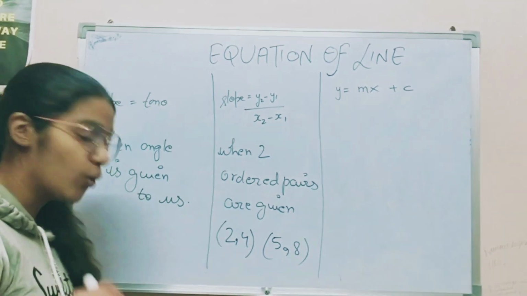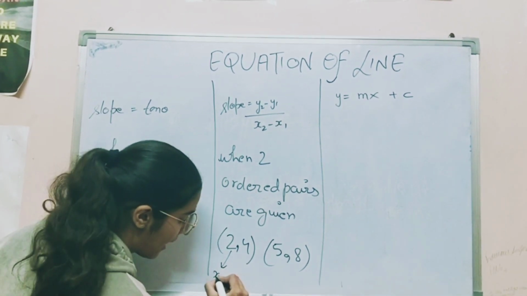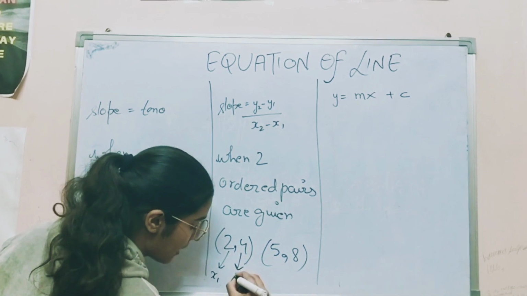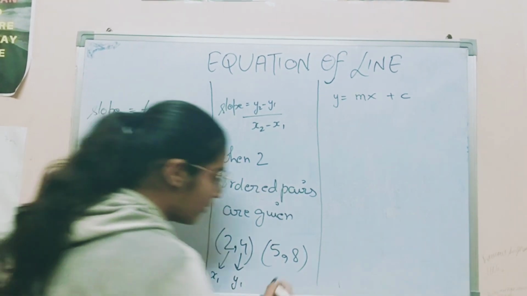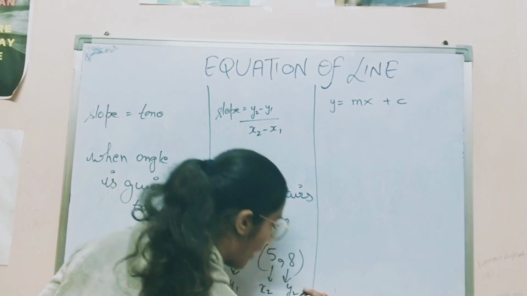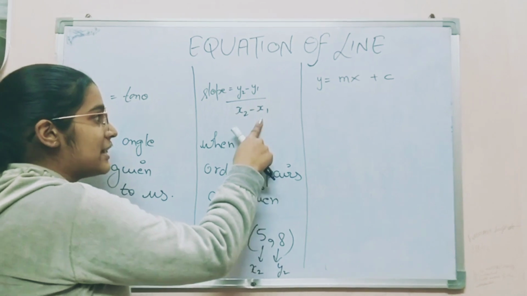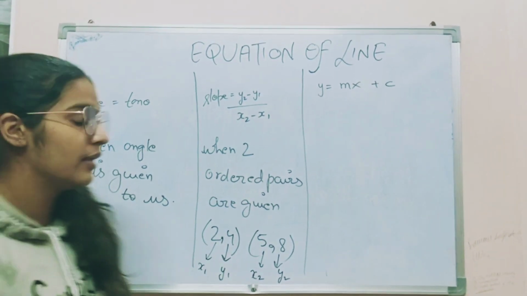Now let me tell you one more thing, that here this 2 is our x1, 4 is our y1, 5 is our x2, and 8 is our y2. So using this formula we can easily find the slope of the line.